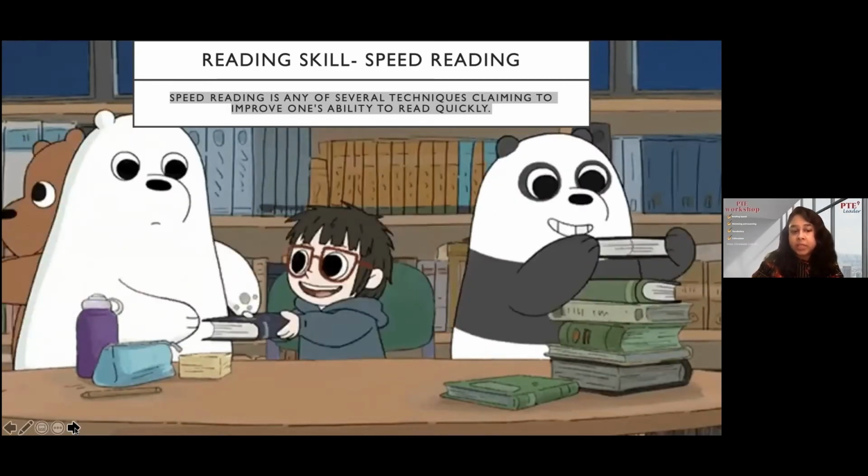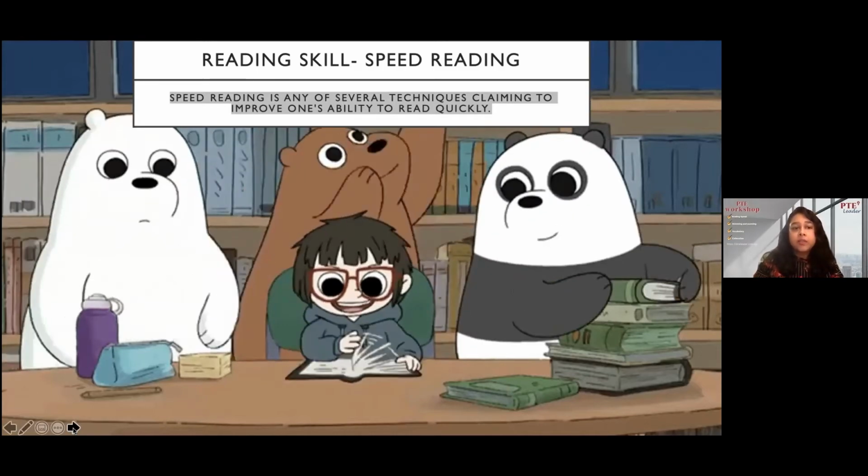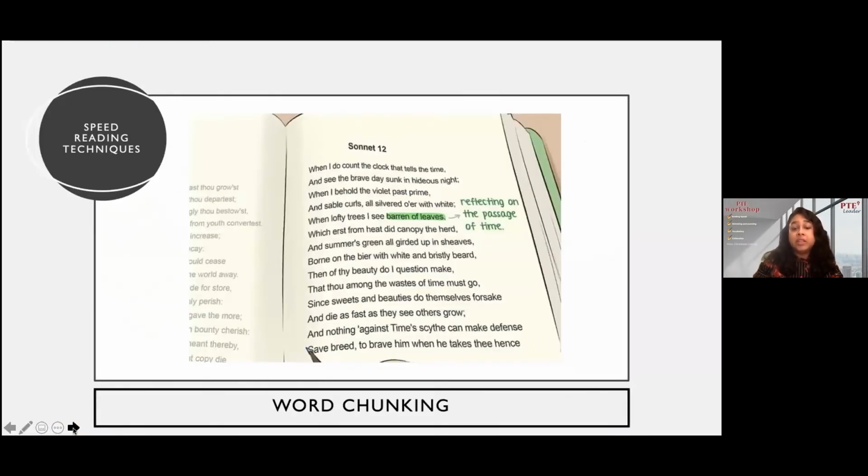So that's speed reading. Now let's focus on one technique of speed reading, that is word chunking. All right. So apart from skimming and scanning, this is another strategy that you can use to improve your reading speed. When you're reading sentences, don't read word by word. Do word chunking. When you're reading, read 3 or 4 words together, right? This is going to really improve your reading speed.